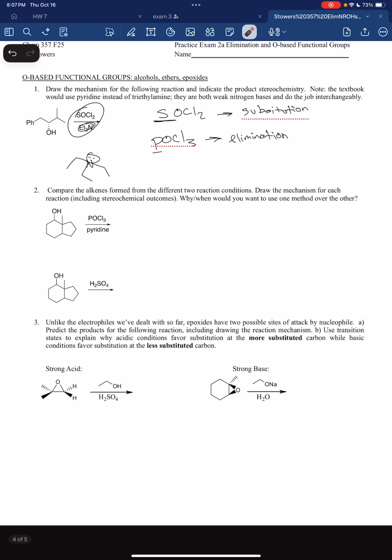Unlike the electrophiles we've dealt with so far, epoxides have two possible sites of attack by a nucleophile. A, predict the products for the following reactions, including drawing the reaction mechanism. B, use transition states to explain why acidic conditions favor substitution at the more substituted carbon, while basic conditions favor substitution at the least substituted carbon. Perfect.